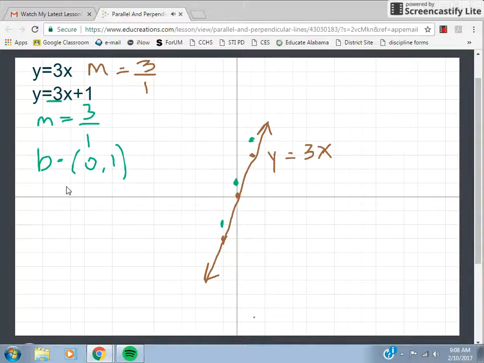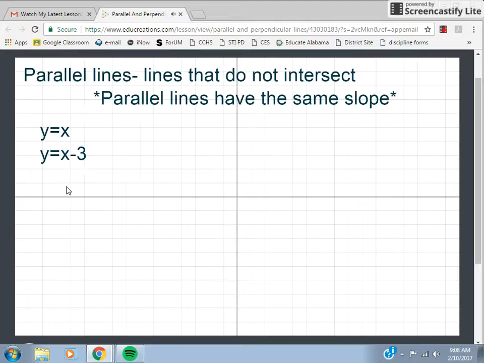Alright, now, these lines are very, very close together. And because I'm doing this on my iPad, they're not quite straight. But as you can see, these lines are parallel. Parallel means that the lines are never going to touch. Think of railroad tracks when you think of parallel lines. Okay, so just like I said, parallel lines do not intersect. And what I didn't tell you on the last slide is that parallel lines have the same slope.